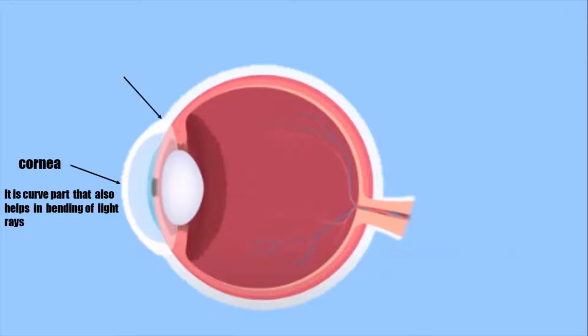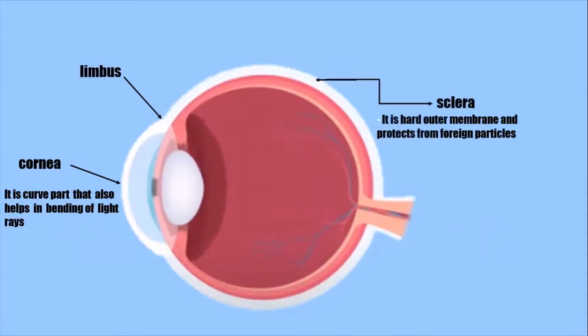Then this area is known as the limbus. The limbus is the area where the cornea and sclera meet. So what is the sclera? The sclera is a hard outer membrane that protects the eyes from foreign particles. If you stand in front of a mirror, you will observe that the eye contains a white part; this shell is called the sclera.